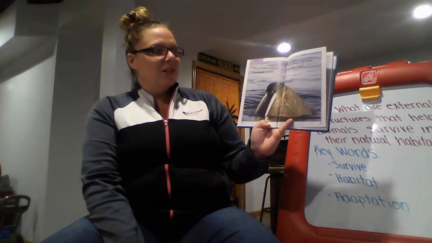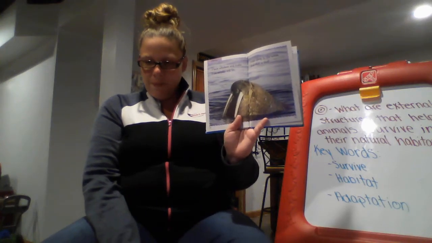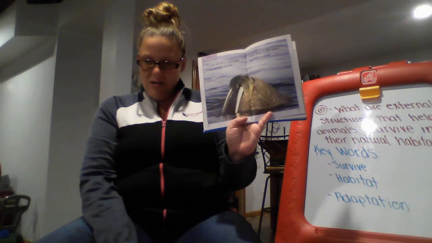Here is a walrus. I have whiskers and tusks. I am wrinkly and fat. I can sleep in the water, and that is that. What is an external structure of this walrus, Trayton? His tusks. What do you suppose those tusks are used for? Killing other animals. Okay.